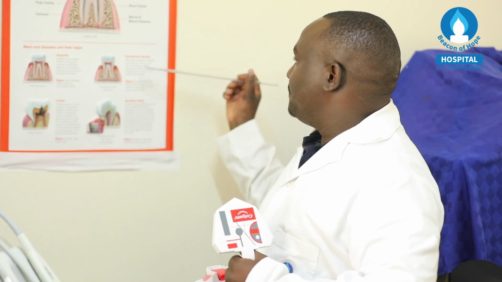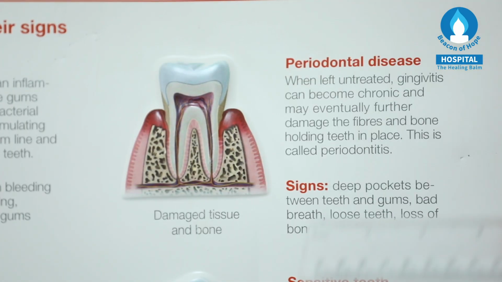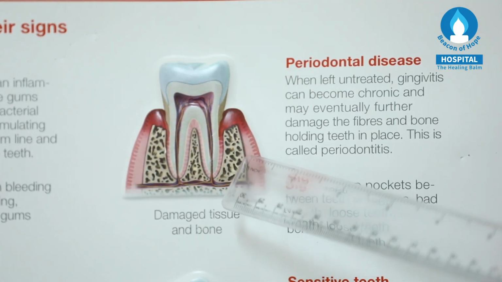Okay? So the other condition I'm going to discuss with you today is periodontal diseases. Periodontal disease is a progression of the gum disease gingivitis. If gingivitis is not treated on time, it will advance to something called periodontitis. Periodontitis is the inflammation of the periodontium. Periodontium is the supporting structures of the teeth.